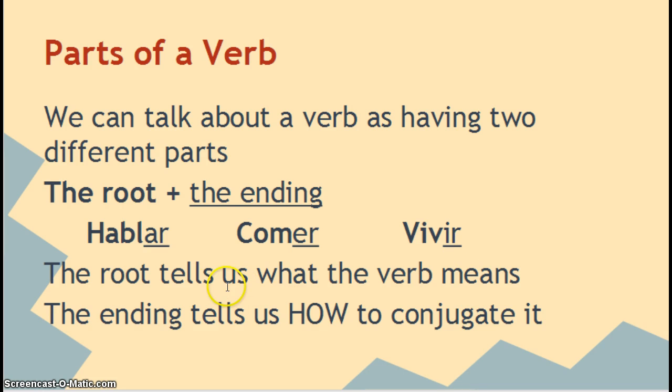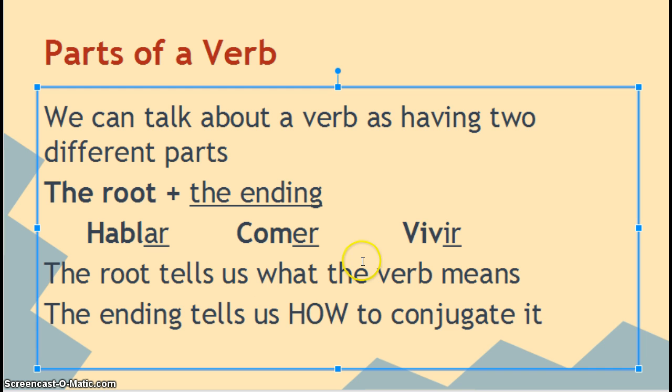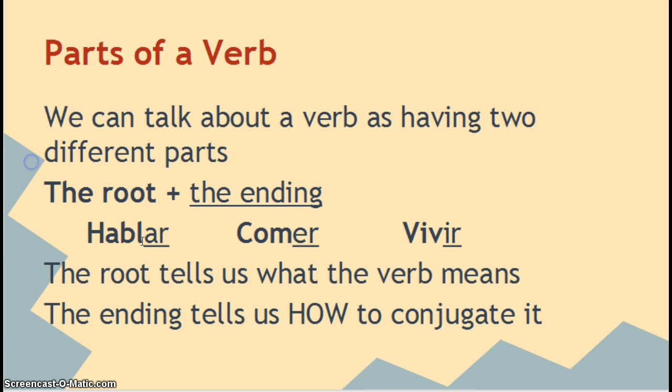Okay? The root tells us what the verb means, so this habla, come, and vive, and the ending is going to tell us how to conjugate it. So what set of endings we're going to use, because we have AR endings, ER endings, and IR endings. So depending on what the infinitive verb ends in, we're going to use a different set of endings.